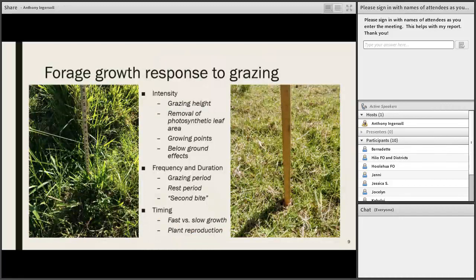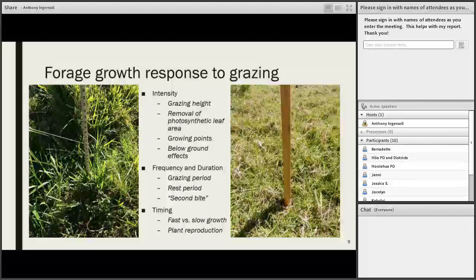And then there's the grazing. The ability and way with which a forage plant will respond to grazing depends on the characteristics of the grazing. How intense is it? What height was it grazed down to? How much of that leaf was removed? Were there growing points that were removed during grazing? Are there effects below ground?